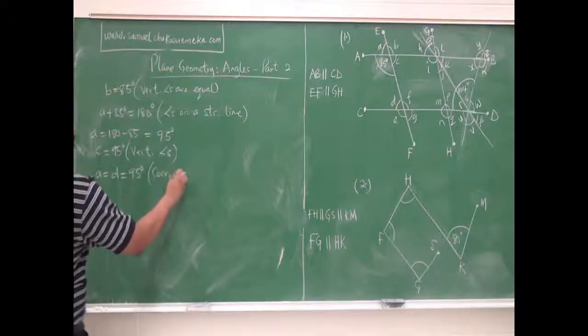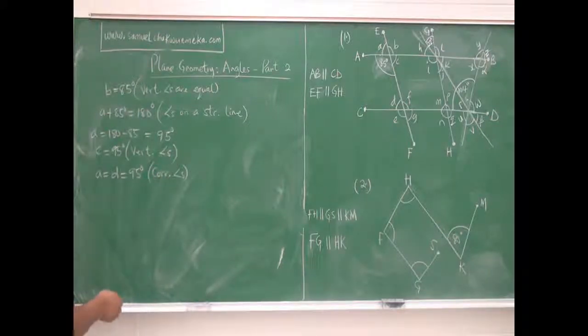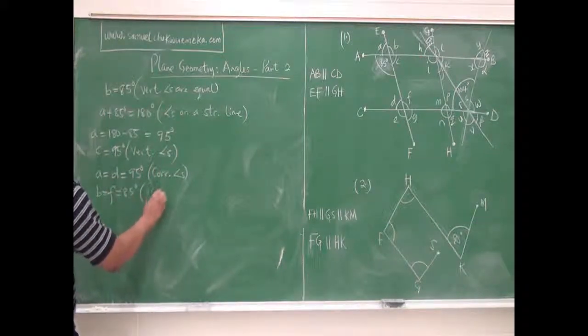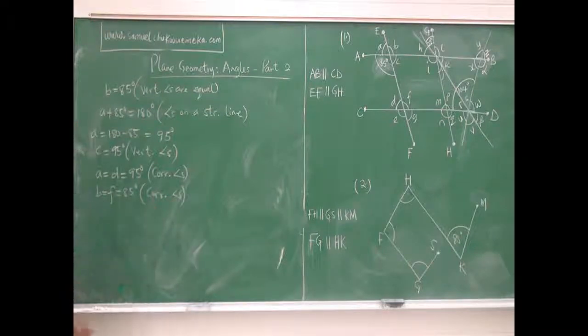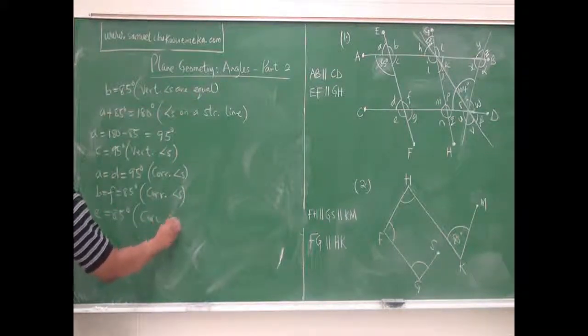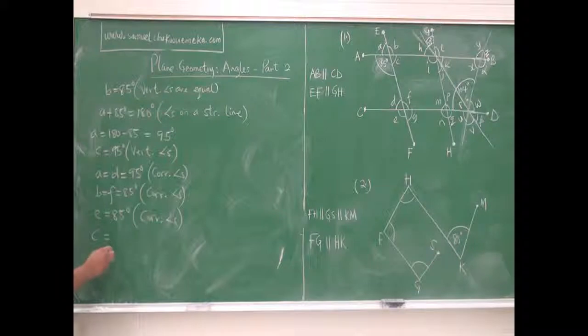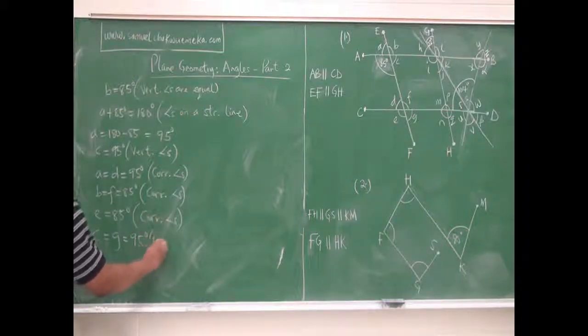Reason, corresponding angles. Then B is equal to F, equal to 85 degrees. Reason, corresponding angles. E is equal to 85 degrees. Reason, corresponding angles. Okay. Then C is equal to G, equal to 95 degrees. And that is still corresponding angles.